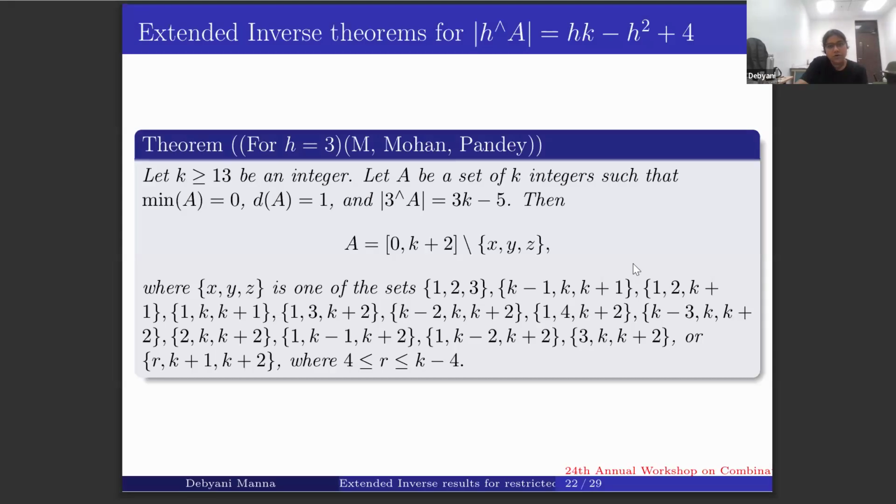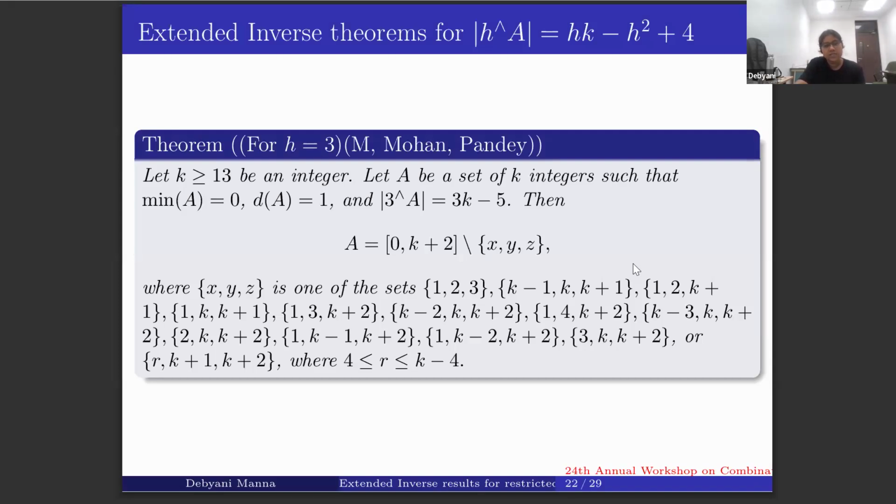Now for the cardinality of h cap a equal to hk minus h square plus 4. For the lower cases, when h is like 3 or 4, actually we are getting a lot of sets. But for the higher cases, even in the earlier case also, when we are assuming that the cardinality of h cap a is equal to hk minus h square plus 3, then also we'll have different cases for h equal to 3, and for h greater or equal to 4 we have a different result.